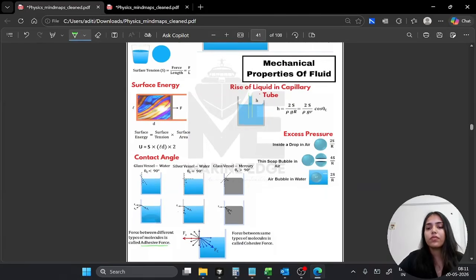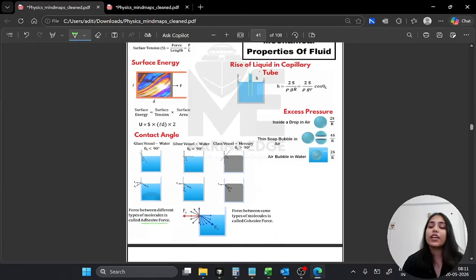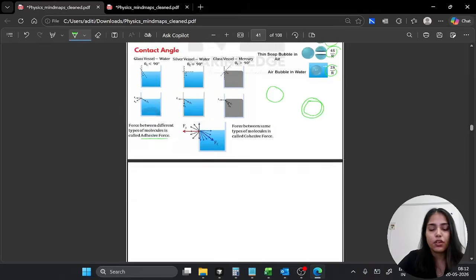Now, excess pressure inside a drop of air. If any drop is maintaining a circular shape, it is because there is an extra pressure inside it. And it is maintaining a circular shape to maintain the lowest possible surface area. Excess pressure inside a drop is 2S upon r. Inside a soap bubble, since there are two surfaces, a bubble and inside it another layer, and then it is hollow, it is 4S upon r. And when we talk about an air bubble in water, it is just a single surface, so it is 2S upon r again.